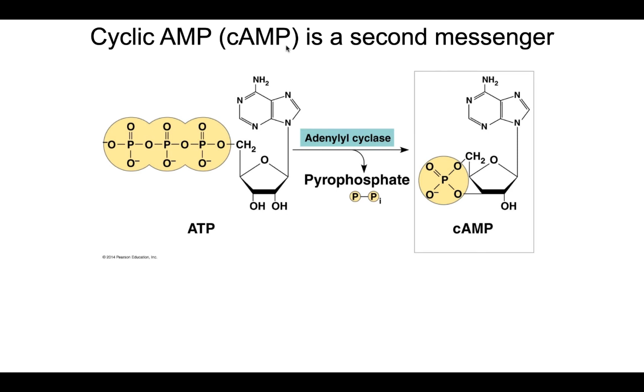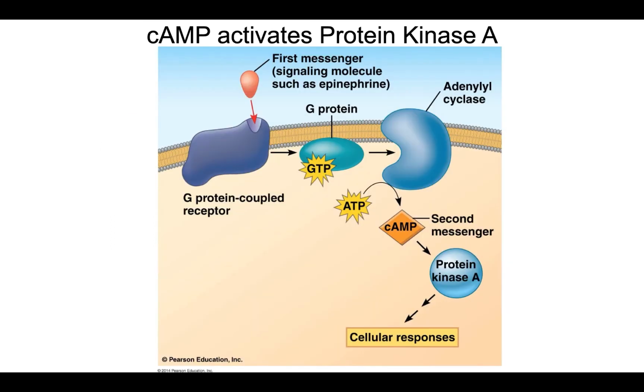Cyclic AMP is made from a molecule of ATP. So a molecule of ATP is a substrate for the enzyme adenylyl cyclase. What that does is it plucks off two of the phosphates and connects that third phosphate back on top of the molecule. So when we talk about the cyclic part of cyclic AMP, it's the fact that this phosphate group is reattached right back to that molecule. And cyclic AMP activates protein kinase A.